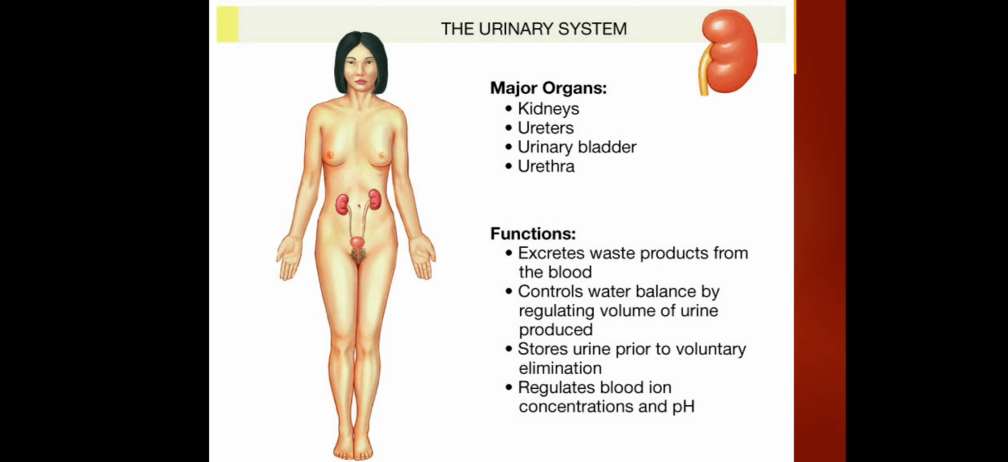Okay, next we have the urinary system. From the name of the system itself, urinary, urine. So what are the parts that produce and carry urine? We have the kidneys, ureters, urinary bladder, and urethra. So what are the functions of it? Of course, since it is a urinary system, it excretes waste products from the blood, controls water balance by regulating the volume of urine produced, stores urine prior to voluntary elimination, and lastly, regulates blood ion concentration and potential hydrogen.